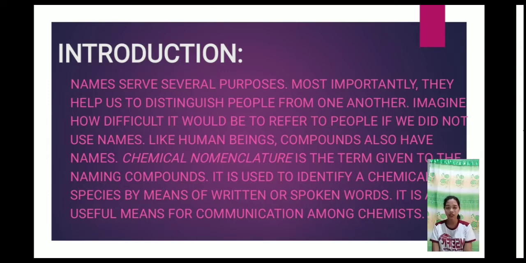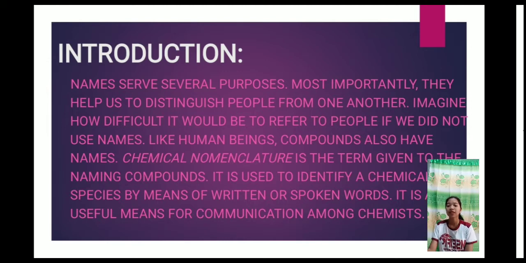So, chemical nomenclature is the term given to the naming of compounds. It is used to identify a chemical species by means of written or spoken words. It is a useful means for communication among chemists.